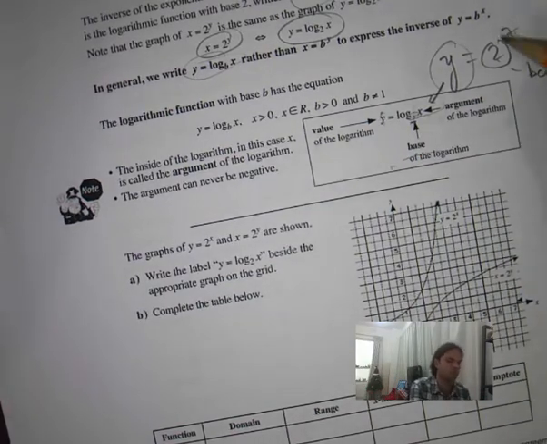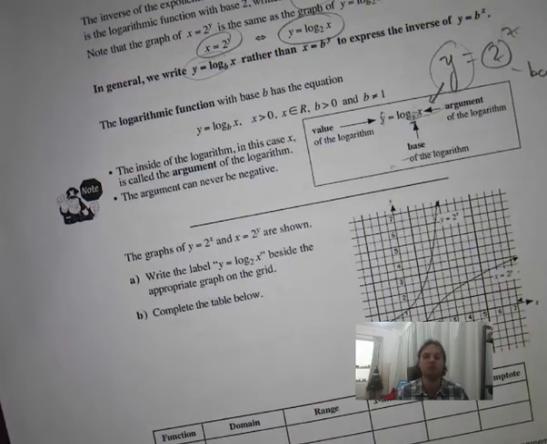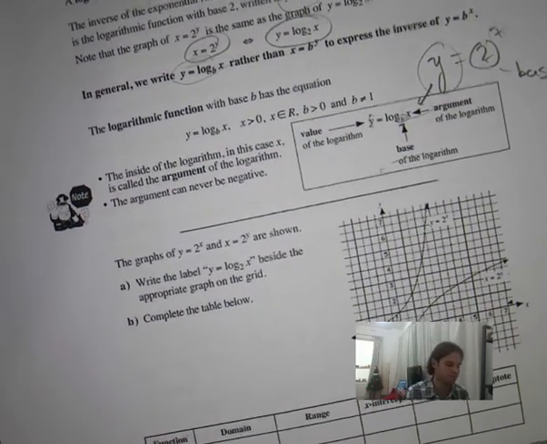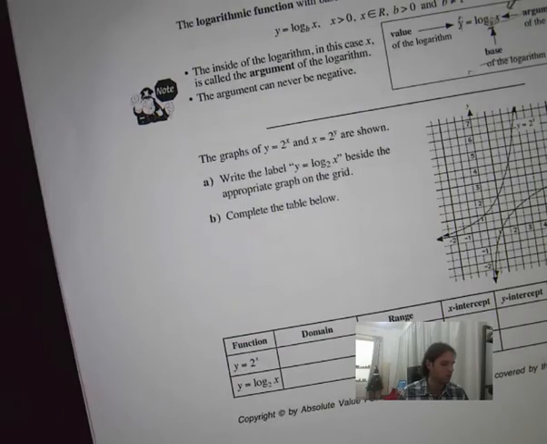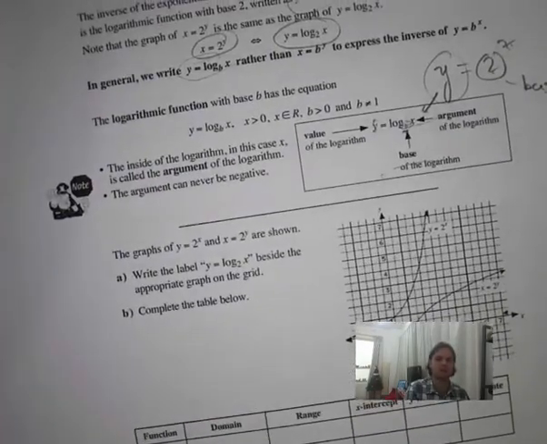This guy is there. My y is the value of the logarithm. It's the value of the exponent. Okay? So that should be e there.